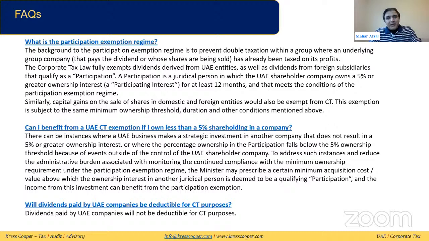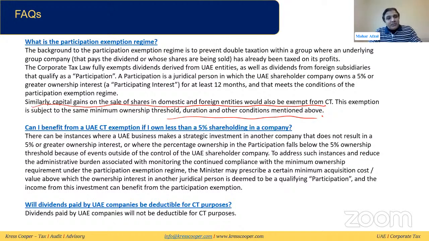Participation is a juridical person in which the UAE shareholder owns at least 5% or greater ownership interest. This is called participation interest, held for at least a period of 12 months, that meets the conditions of the participation exemption regime. Similarly, capital gains on the sale of shares in domestic and foreign entities would also be exempt from the CT. This is important again. The capital gains on shares are exempt. We have already discussed capital gains and unrealized gains and losses. At that time, we discussed the same thing as well. The exemptions of minimum ownership threshold, duration, and the conditions: we have already discussed all these conditions and thresholds.